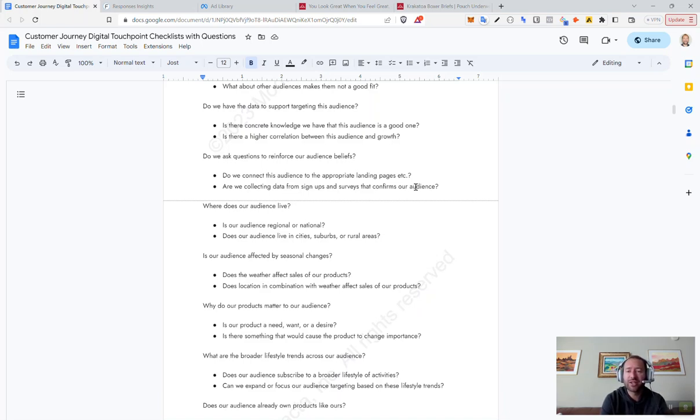Regional or national? Is your activity something that's regionally located? Colorado, Utah, a lot of skiing. Less skiing in Florida, less skiing in Georgia, Alabama, Mississippi. So know what activities and what trends and what behaviors exist, where you should be marketing to people, and how that looks.